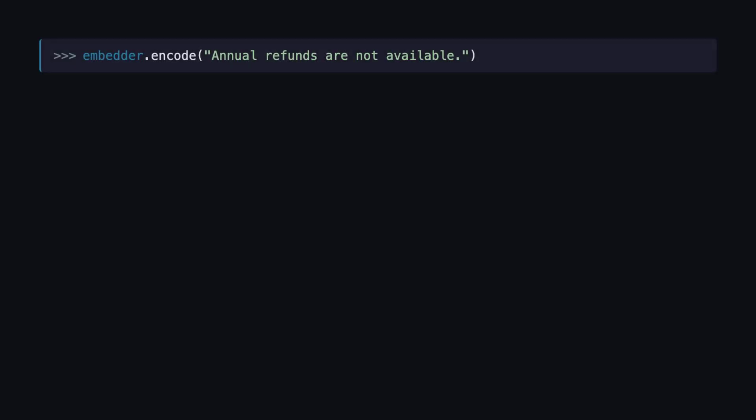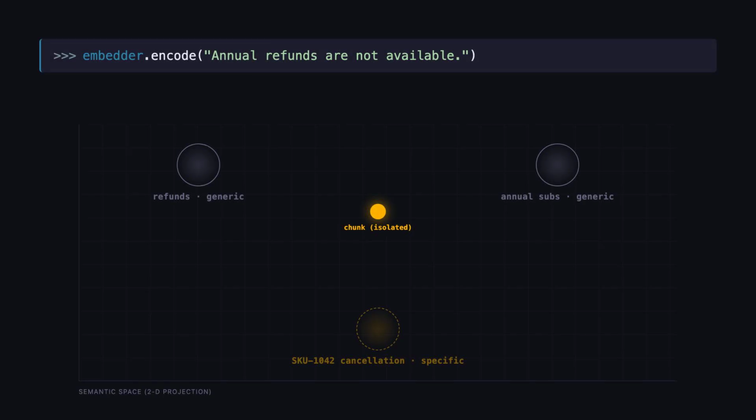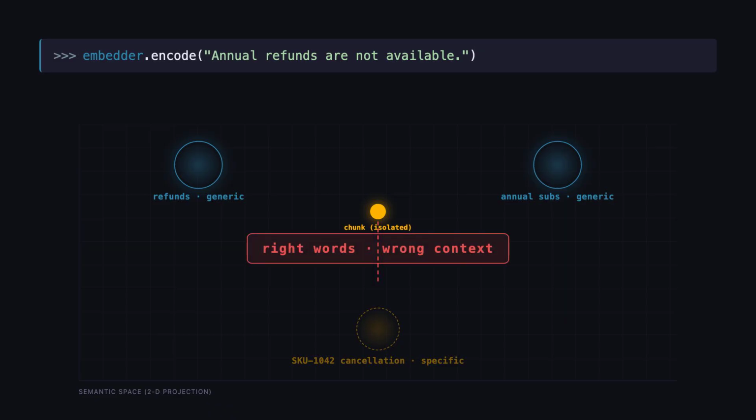Take that one chunk again. Annual refunds are not available. Embed it in isolation. What does it know about? Refunds, generally. Annual subscriptions, generically. It doesn't know it belongs to a specific product's cancellation terms. The chunk has the right words. It just lost the right context.